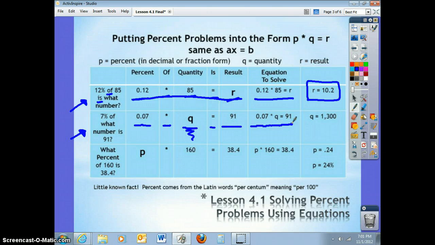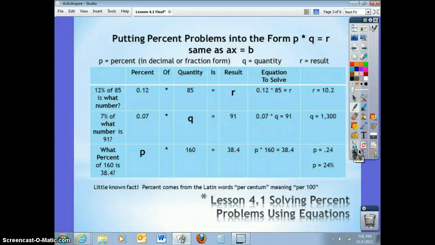And what we would do to solve it, as I'm sure you recognize, is we would divide both sides by 0.07. And when we do that on the left side, all we're left with is q. And when we take 91 and we divide it by 0.07, we get 1,300. So 7% of 1,300 is 91.